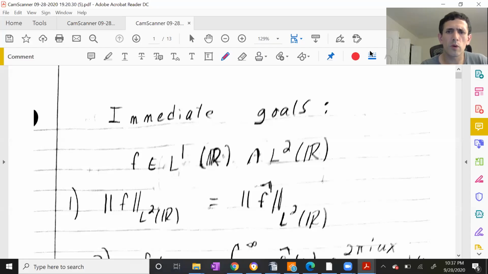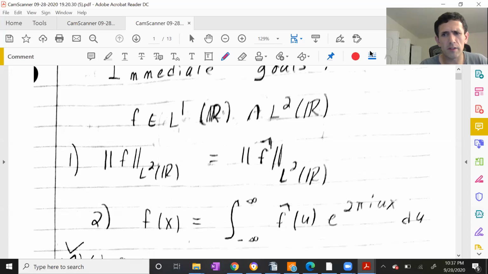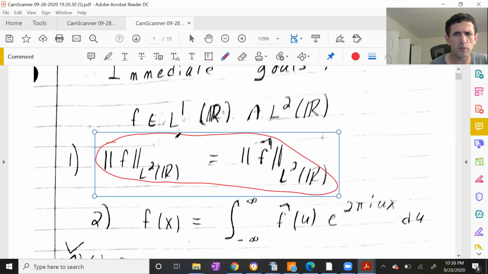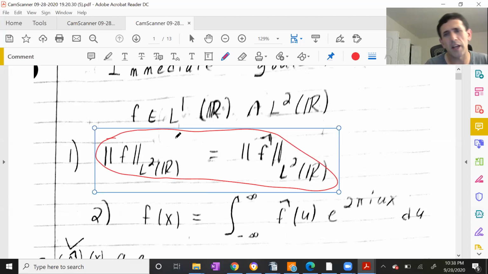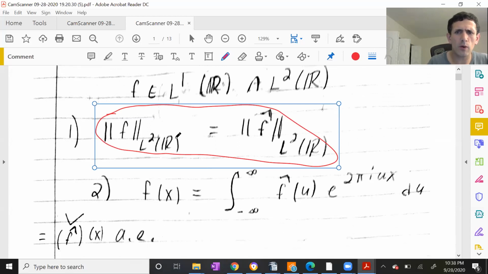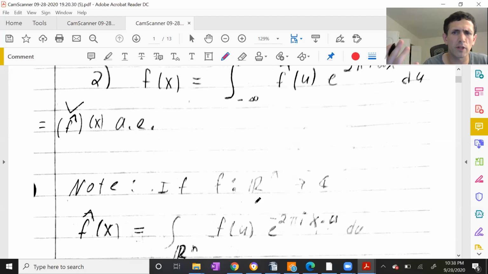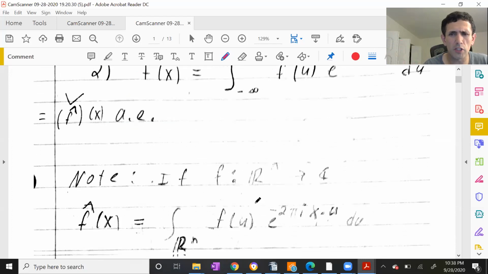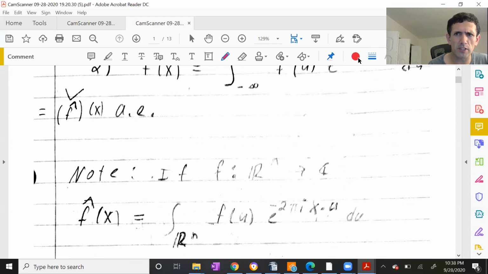Hello, everyone. So what I want to do is prove Fourier inversion. We proved last time Parseval's theorem, that the Fourier transform is an L2 isometry on L1 intersect L2. So now I want to prove Fourier inversion, and like before, we're going to do this for functions living on Rn. And then we'll talk about how to define the Fourier transform on functions that are just L2.